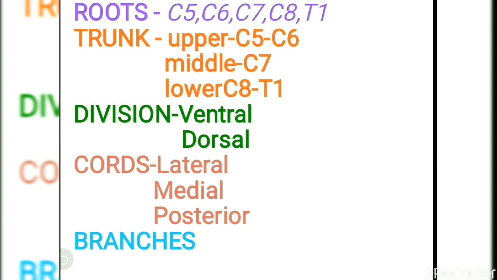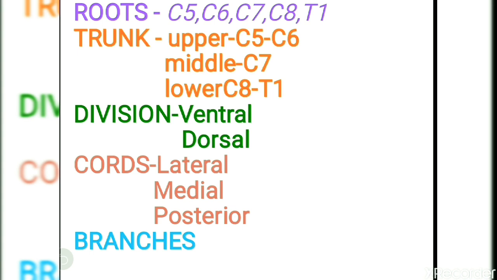So here the upper trunk is made up of C5 and C6. That is, the C5 and C6 roots join together and form the upper trunk. But C7 alone gives rise to the middle trunk. And C8 and T1 again join together and form the lower trunk.